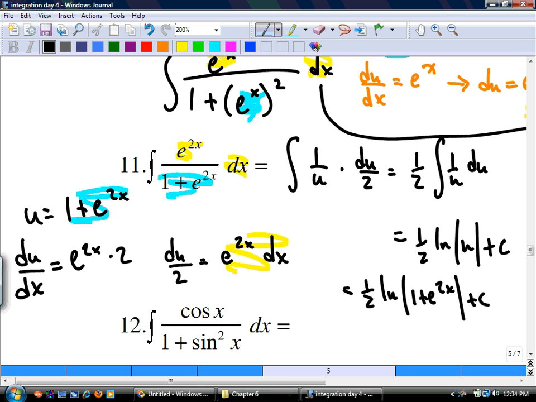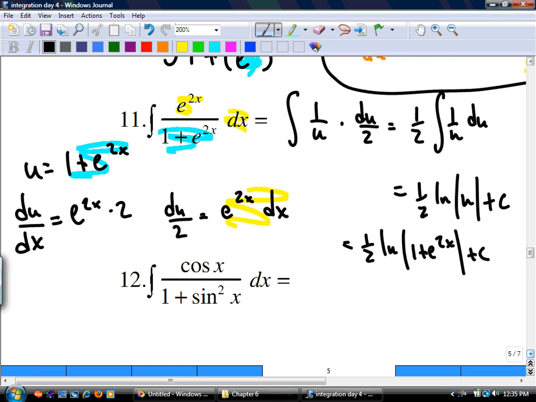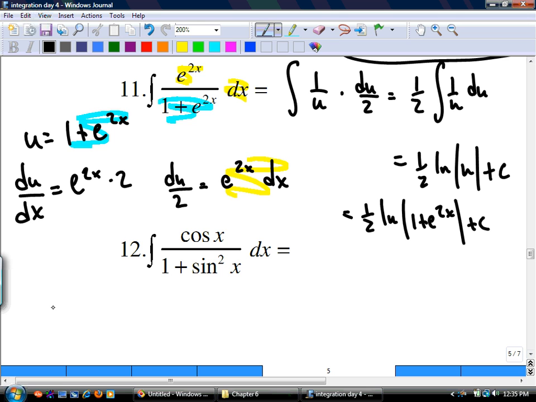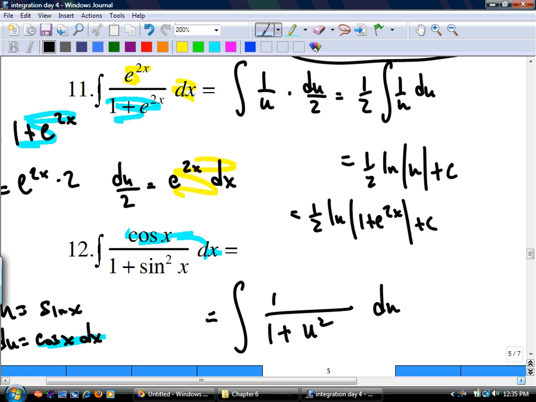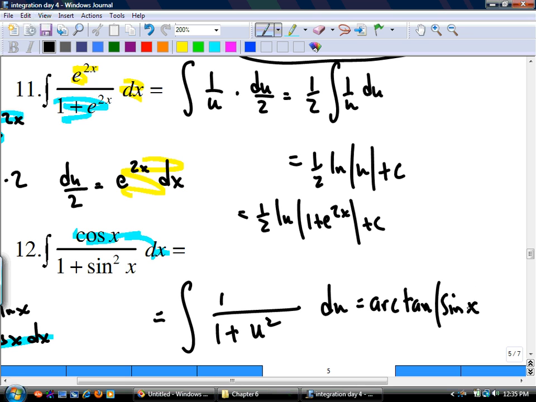What are you going to let u equal in number 12? Sin x. If you let u equal 1 plus sine squared, it doesn't work out very nice. U equals sin x, so du equals cos x dx. So you smile and go, hey, cool, there it is, cos x dx. So you get the antiderivative of 1 over 1 plus u squared du. Beautiful things happen. It's arctan of sine x plus c.